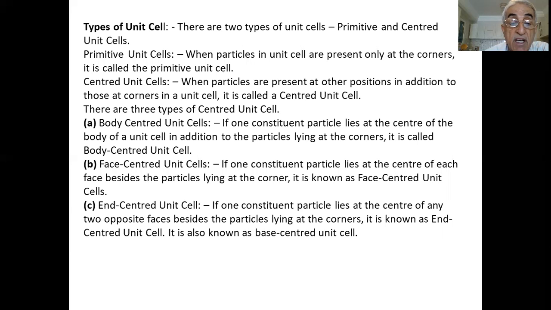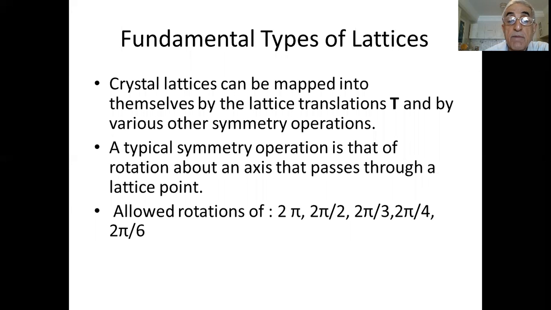Fundamental types of lattice. Crystal lattices can be mapped into themselves by lattice translation T and by various other symmetry operations. A typical symmetry operation is that of rotation about an axis that passes through a lattice point. Allowed rotations of a lattice are 2 pi, 2 pi by 2, 2 pi by 3, 2 pi by 4, and 2 pi by 6.